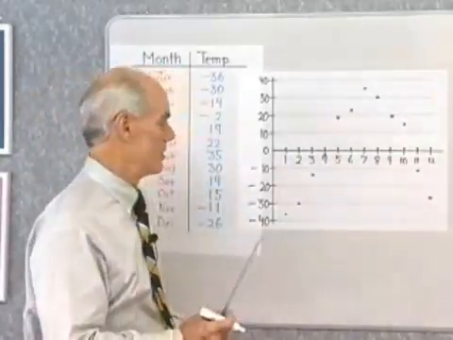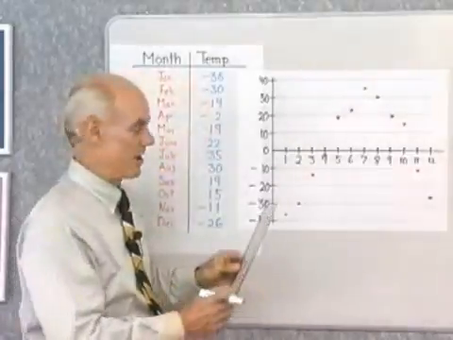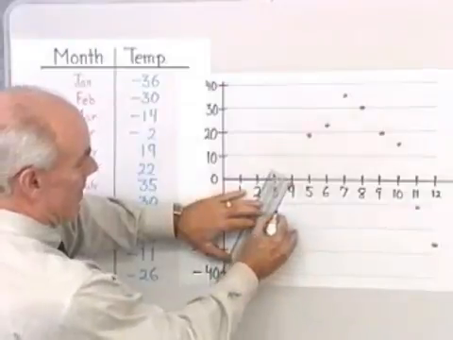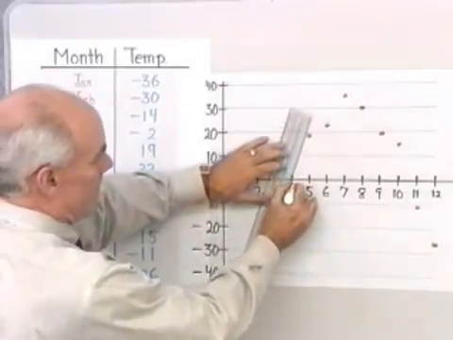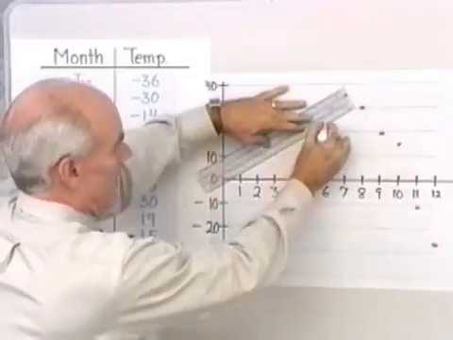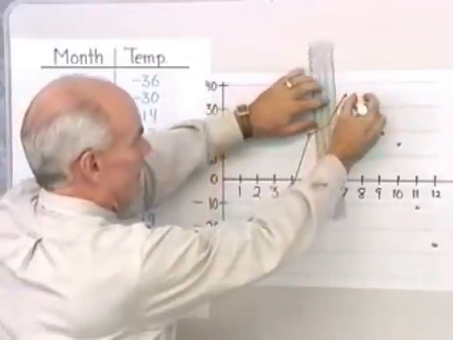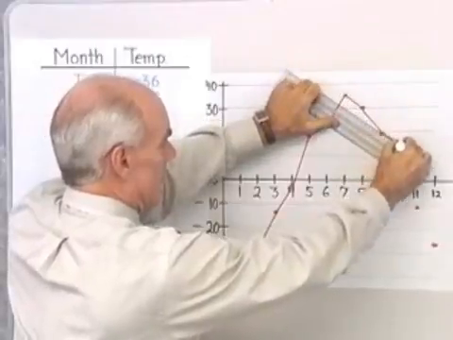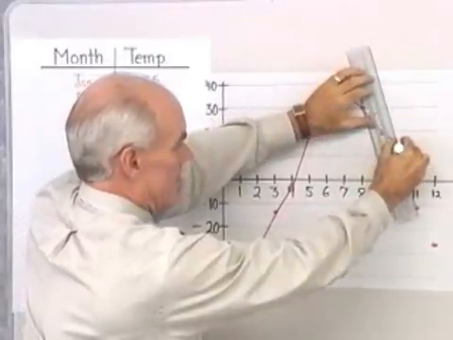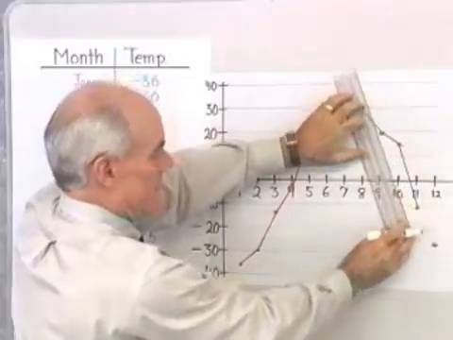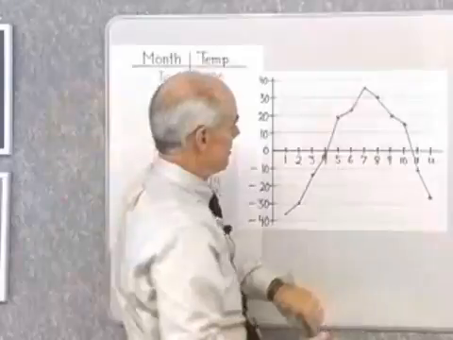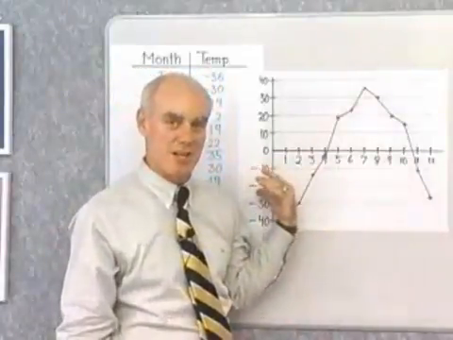Now, from a scatter diagram, we can draw what is called a line graph, and we do that simply by connecting the dots with straight lines. So if I connect these dots right here in order with a straight line, I get what is called a line graph of that information. Now, we could have also drawn a histogram for this information. So there is a line graph of the information that's in this table right here.